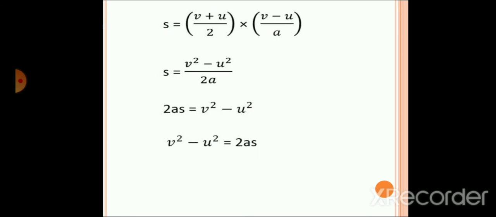So when I cross multiply, it becomes 2AS equal to V square minus U square, which is nothing but the third equation. So third equation is V square minus U square equal to 2AS. So in this way we have to derive all the equations of motion graphically.